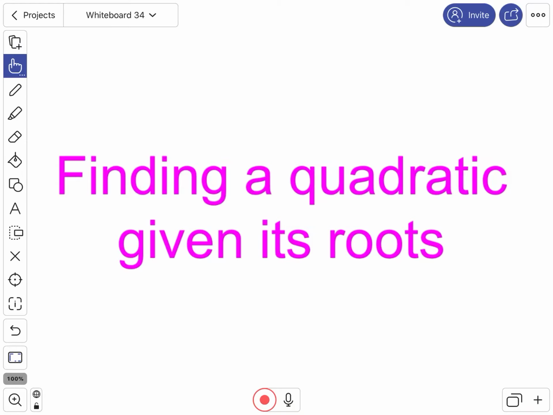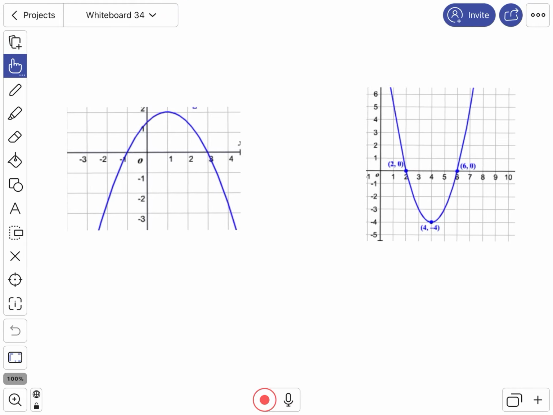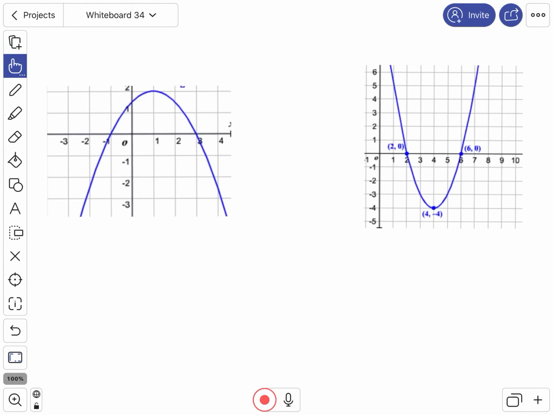Okay, we're just going to take a look at finding a quadratic given its roots. To find a quadratic given its roots, we're going to ignore anything that's happening on the y-axis. We're going to just specifically look at where it cuts the x-axis. So we have these two different graphs here.